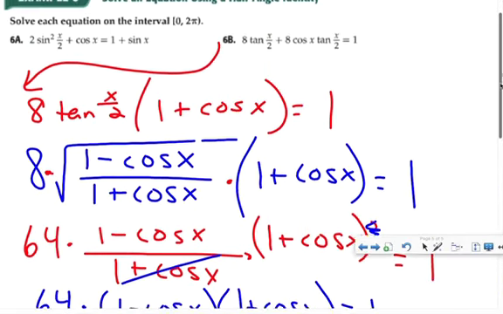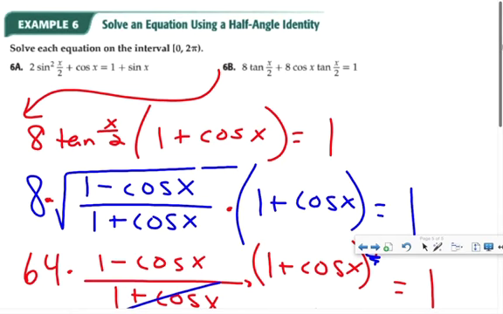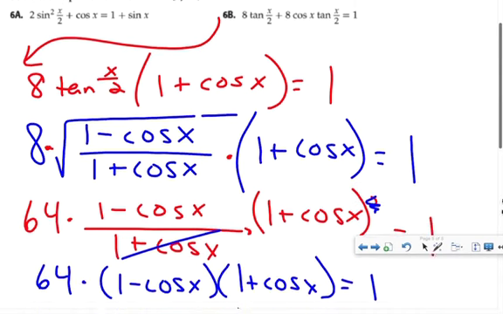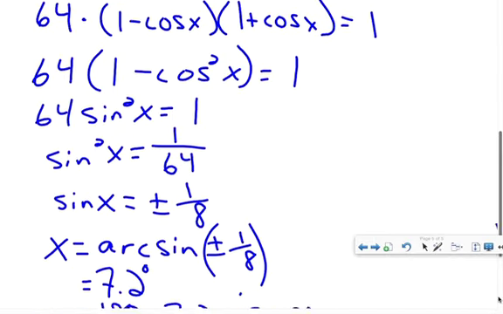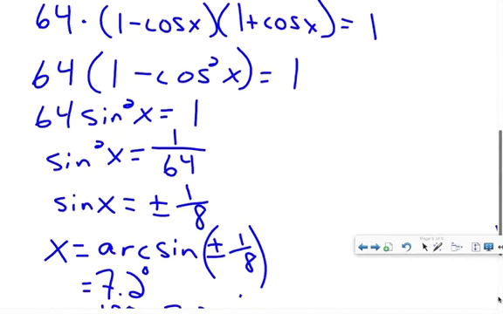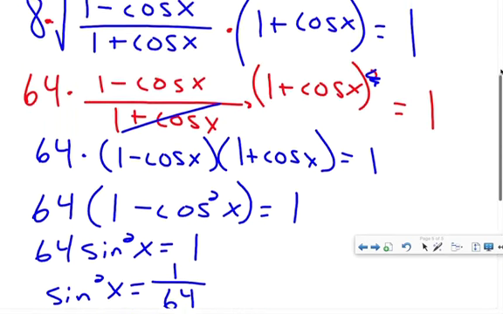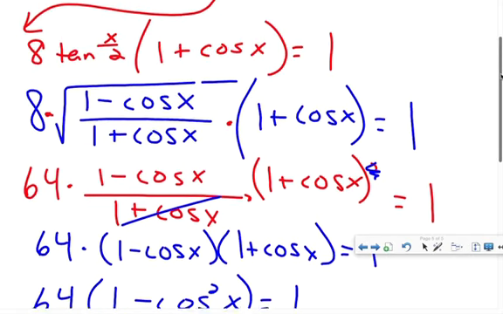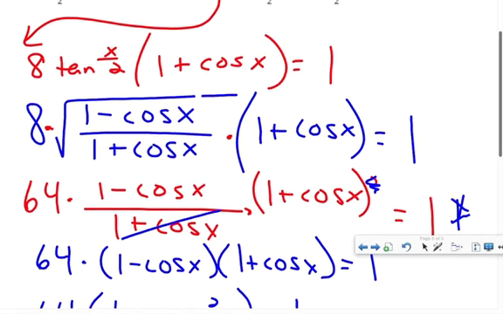But always remember, good grief, this equation is long, always remember where we came from. This problem didn't start in sine. It started in cosines and tangents. Okay, so even though the solution way down here could be the arc sine of positive or negative 1/8, we need to realize that we got an extraneous solution when we squared both sides of the equation here.